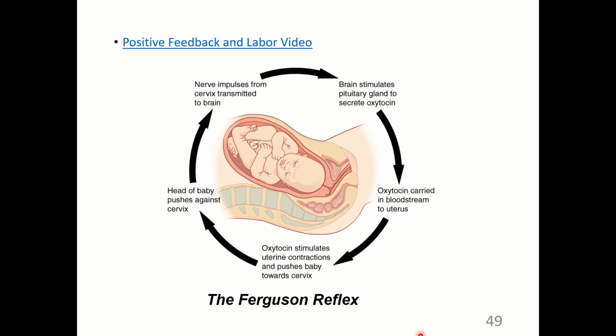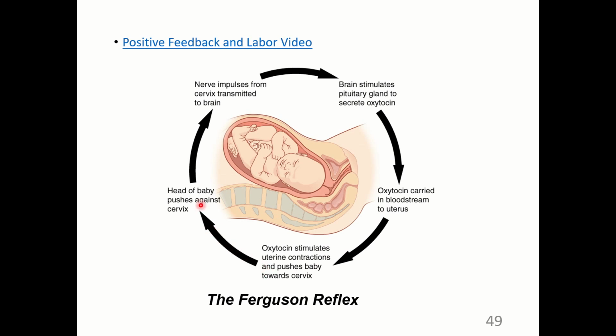Another example is the Ferguson reflex seen in labor. So the stimulus begins when the baby has pushed against the cervix, particularly the head. This is the proper position of the baby before labor. Nerve impulses from the cervix will then be transmitted to the brain. The brain will then stimulate the pituitary gland to secrete the hormone oxytocin. Oxytocin will then be carried in the bloodstream to the uterus, where it will stimulate uterine contractions. This pushes the baby towards the cervix, dilating the cervix.